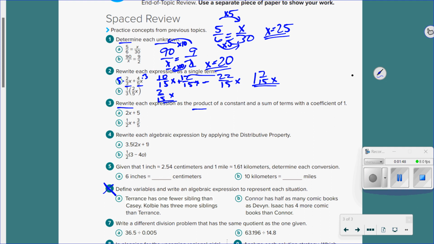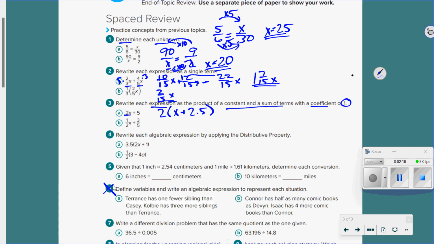Our next one, we're rewriting using the product of the constant and the sum, coefficient of 1. In other words, we're basically doing reverse distributive property on this, guys. So I'm saying, okay, I'm going to make that 2x. I need to make it 1x, meaning I need to divide both pieces by 2. So in order to show that as distributive property, I'm multiplying both pieces by pulling out 1/2 and putting that 2 on the outside. So that makes it 2x plus 2 and 5/10. You can always double check.